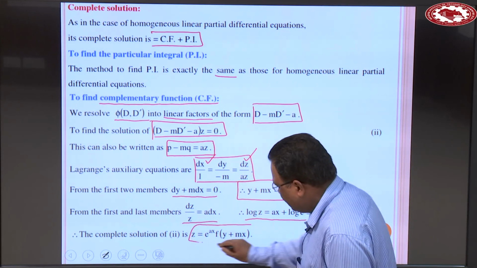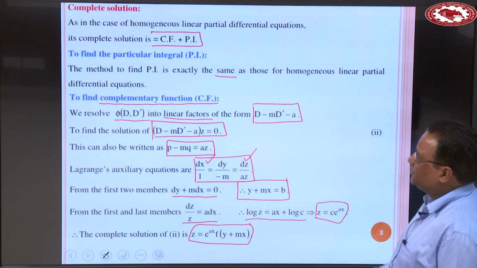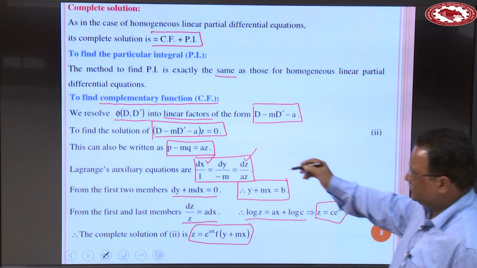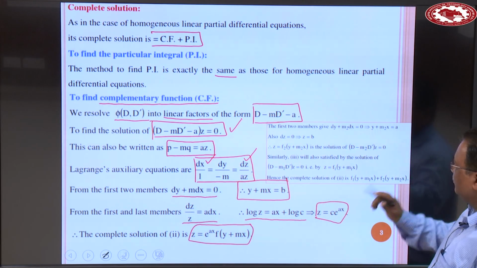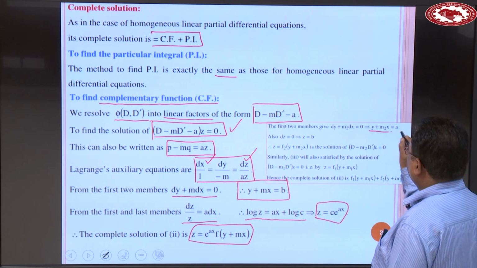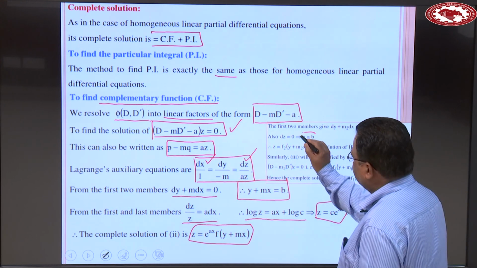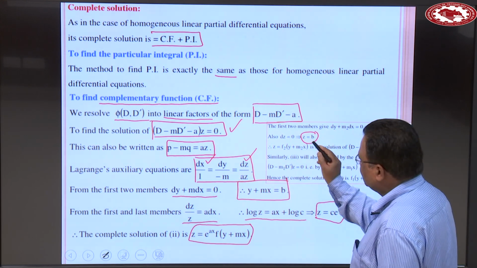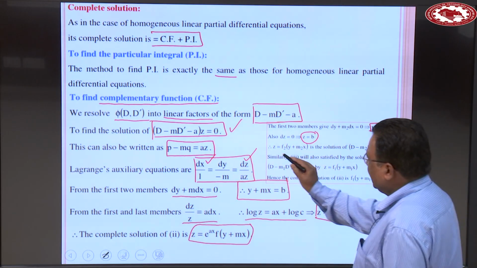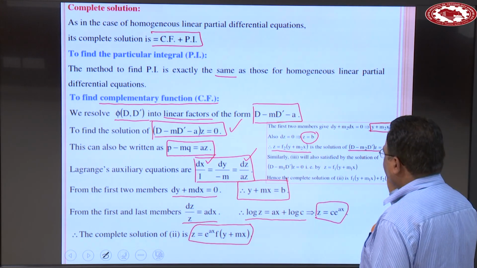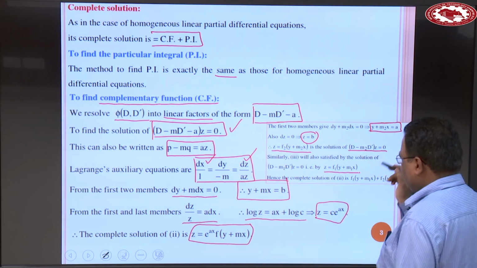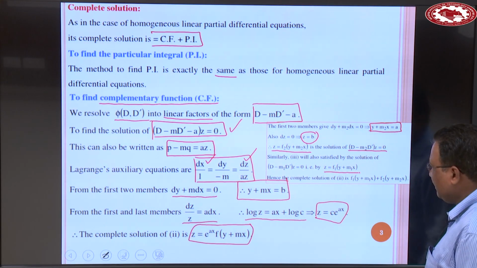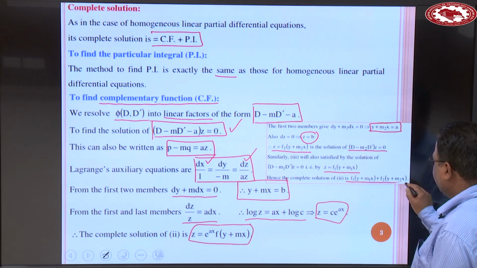So that one is the complete solution of these type of problems. In the homogeneous case, the first part is as it is, but in the second, dz divided by 0, so z is equal to b. Clear? So in that case, this one is the solution of this type. Similarly, this one is the solution for another value of m1. Hence the complete solution can be written this way.